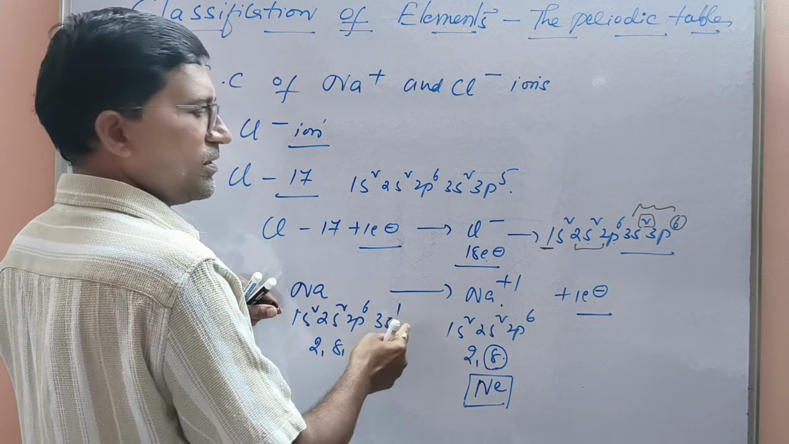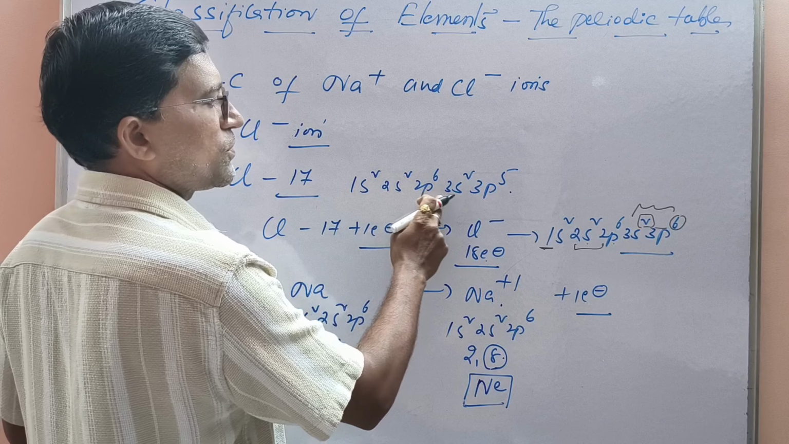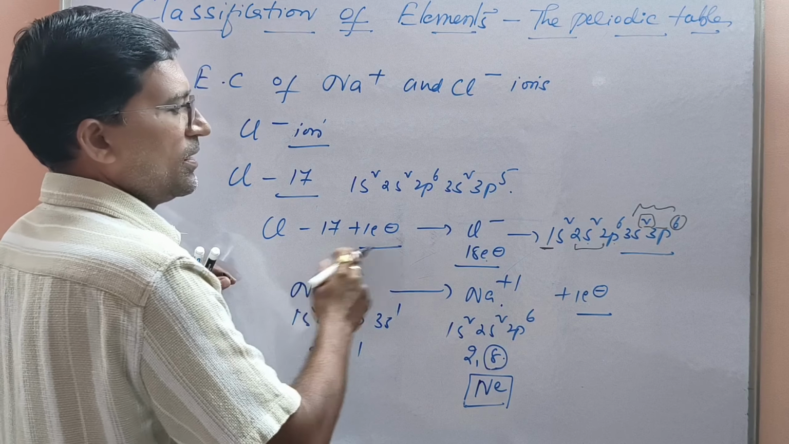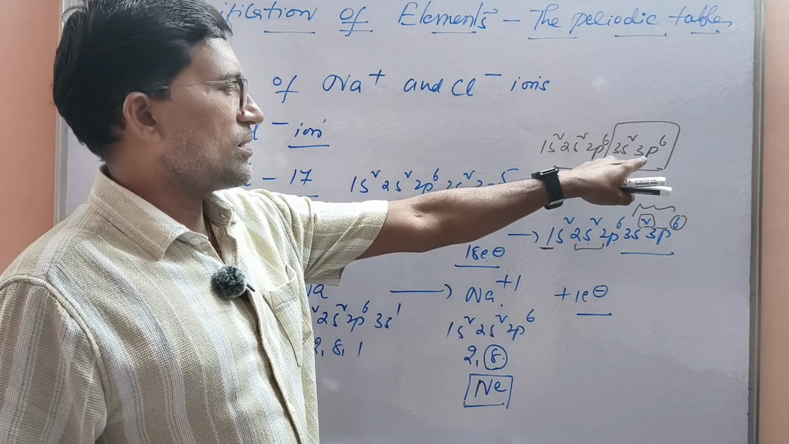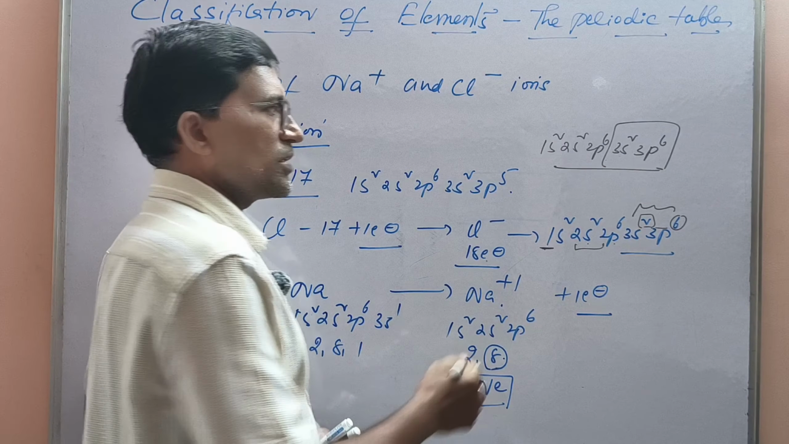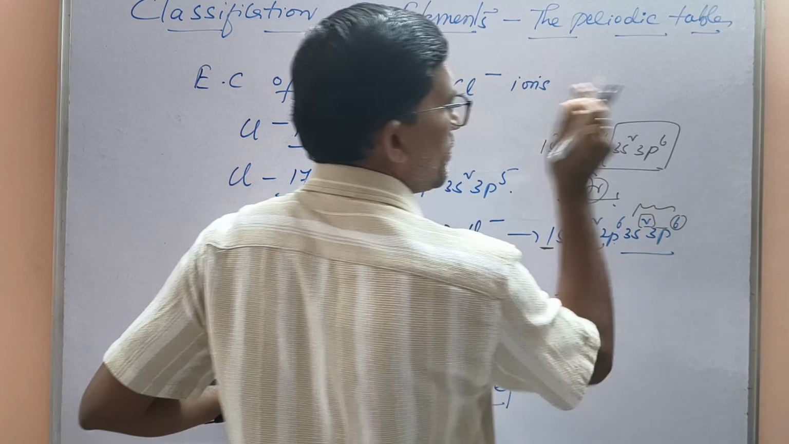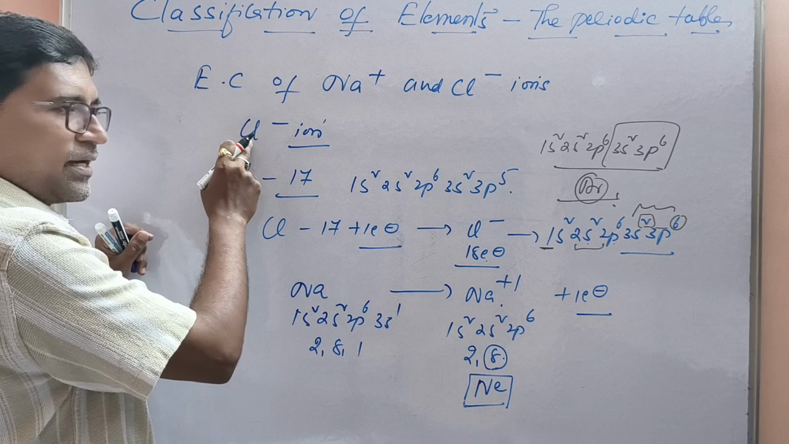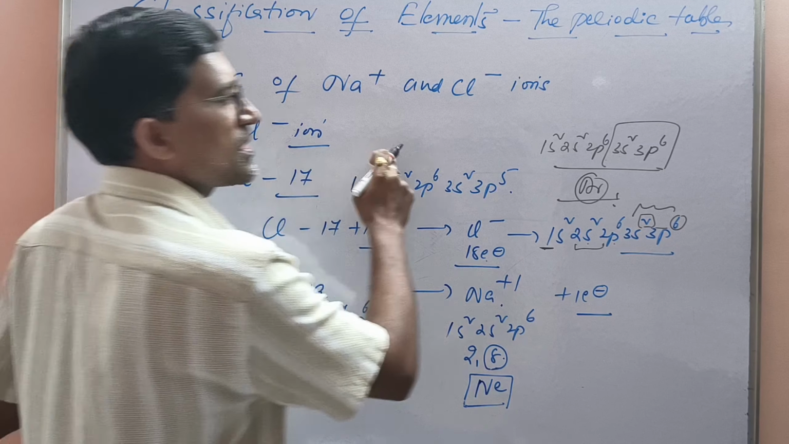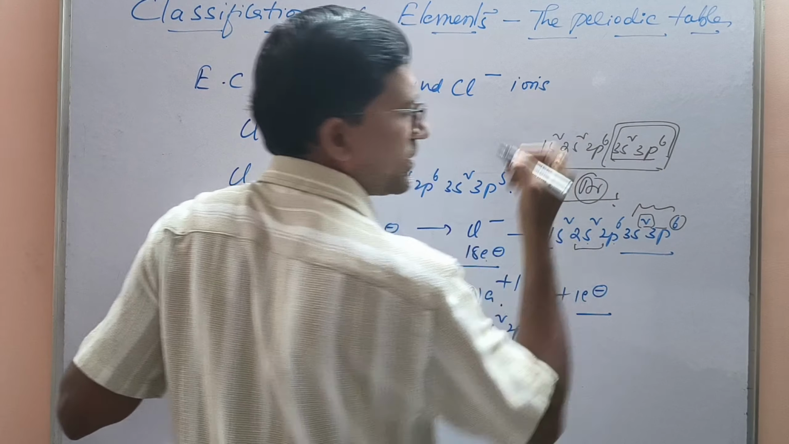Stable configuration. So the chlorine configuration is 1s2, 2s2, 2p6, 3s2, 3p5, whereas the chloride ion, which is an anion, has the configuration 1s2, 2s2, 2p6, 3s2, 3p6. It is again an octet configuration. Sir, after taking one electron, when the Cl minus ion is formed, which element's configuration is it? It is the argon configuration, which is more stable. So if you ask me, sir, among Cl and Cl minus ions, which is more stable, it is Cl minus, because it is gaining the octet configuration.